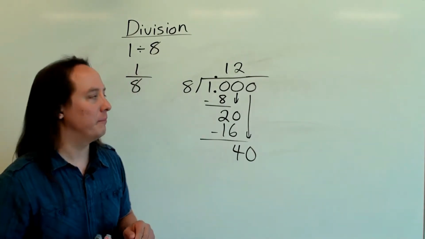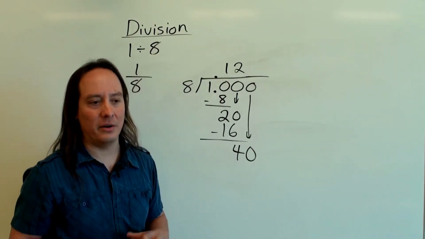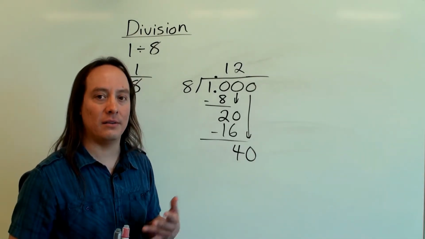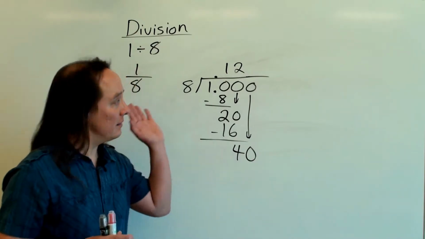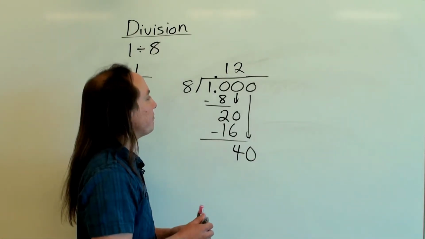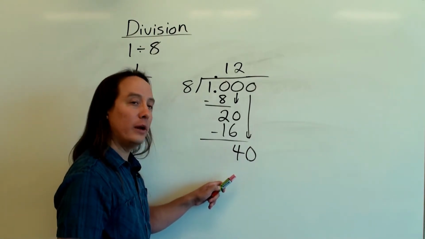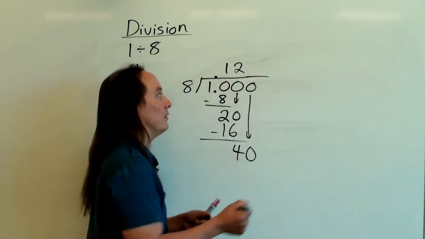Okay, so that's just a rule of thumb. After that, then you can decide if you want to round it to the 1000th place or round it to the nearest 100th, whatever. But take it out more than just a couple, okay? So I dropped another 0. I'm going to check to see if 8 fits into 40. And 8 does go into 40 5 whole times.